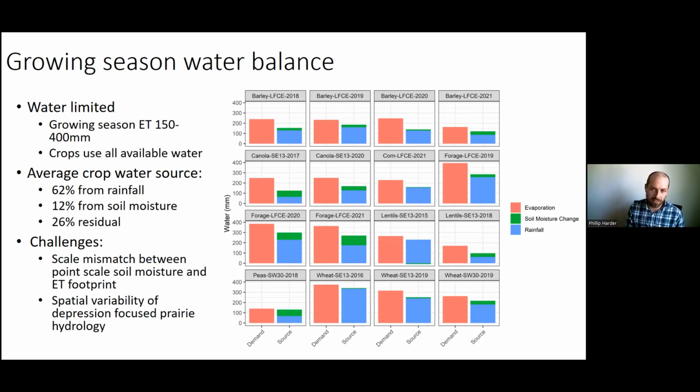And so what this does tell us is a couple things. One is we've got a scale mismatch between our evapotranspiration and our point scale of soil moisture relative to our covariance footprints. And the other aspect is that prairie hydrology is quite spatially variable and depression focused. And so we're really not capturing a lot of the dynamics in our lower parts of the landscape that are generating most of the crop growth and evapotranspiration. So there's some gaps in there.